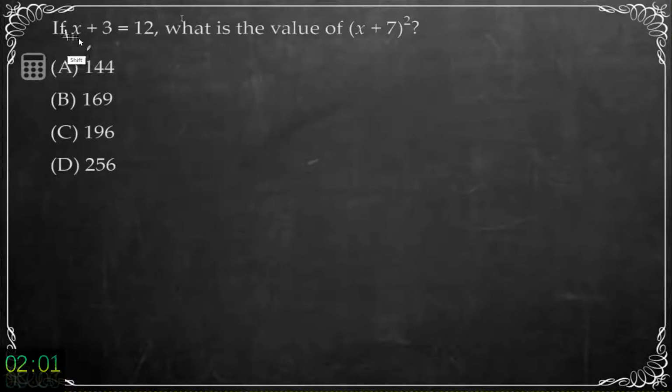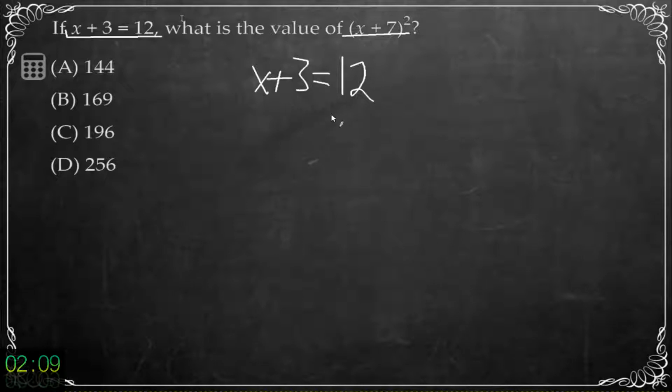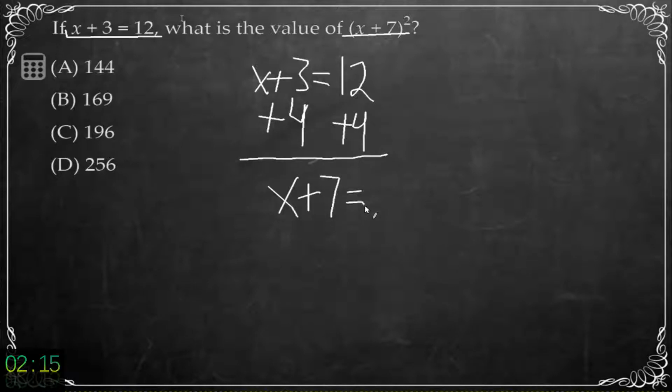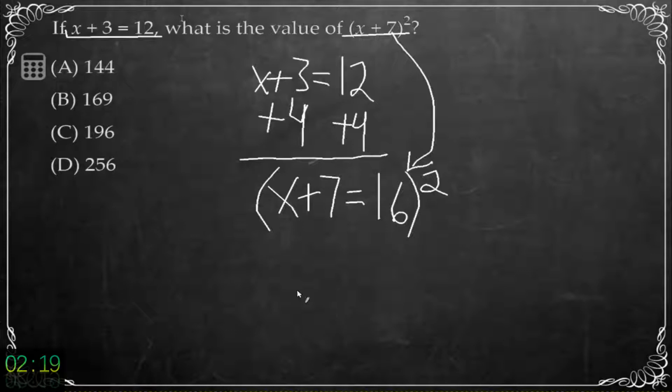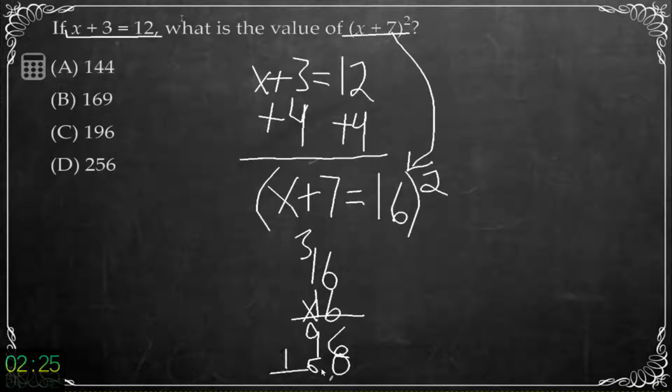If x plus 3 equals 12, what is the value of x plus 7 squared? Okay, well, I want to make it look like x plus 7, so x plus 3 equal to 12. If I add 4 to both sides, I'll find that x plus 7 is equal to 16. So square both sides of that now to find what x plus 7 squared equals. And some quick math, even though this is a calculator section, I'll find that 16 squared is 256. D.